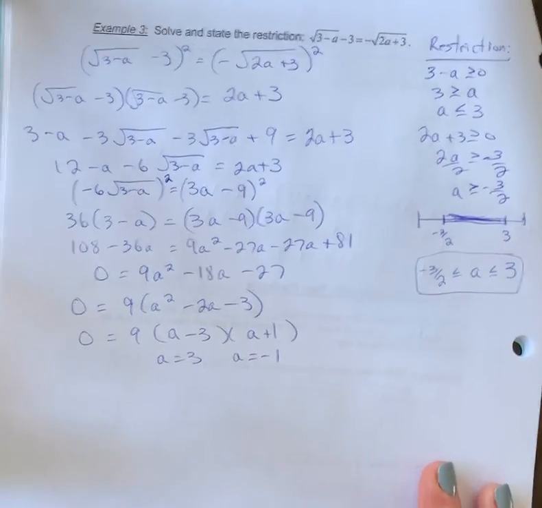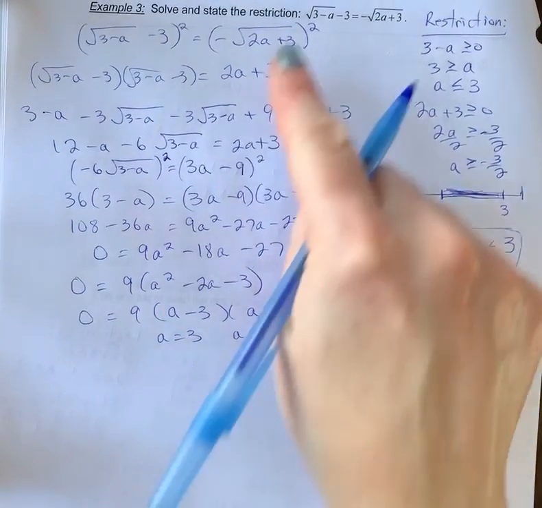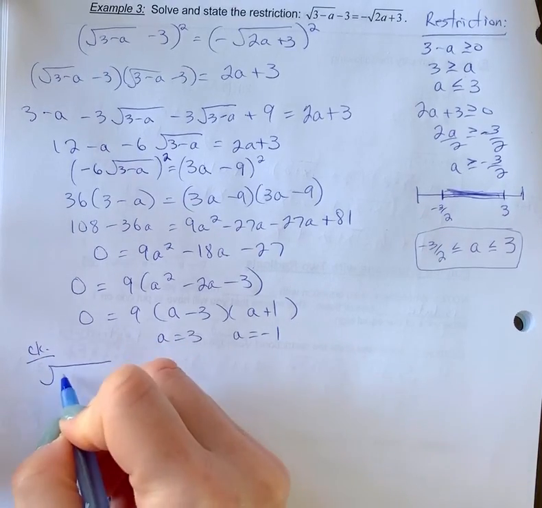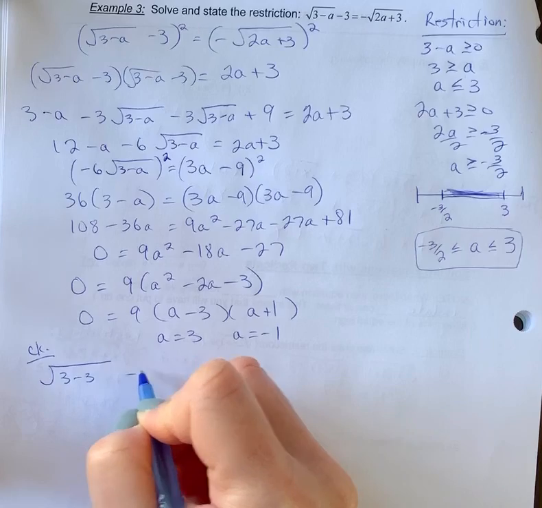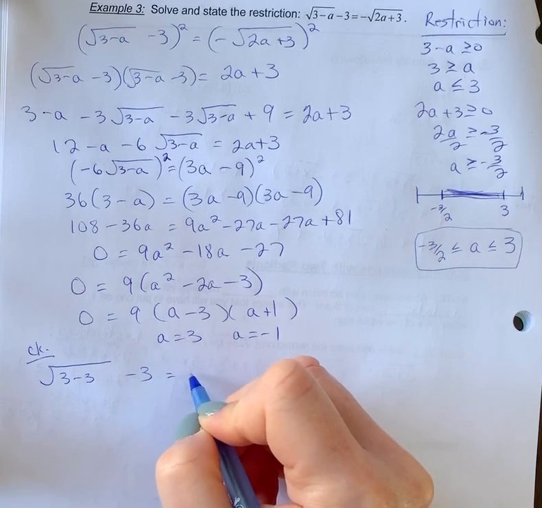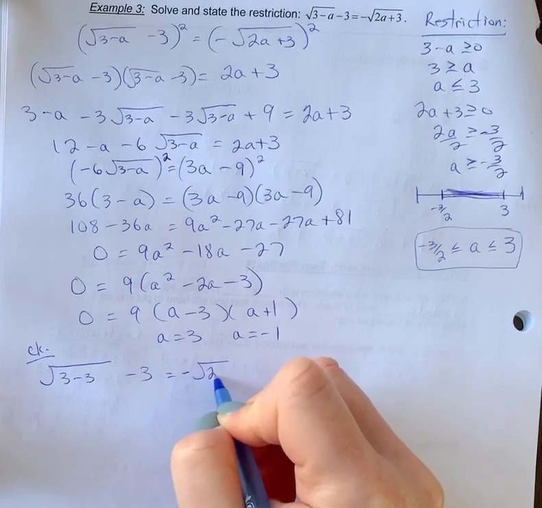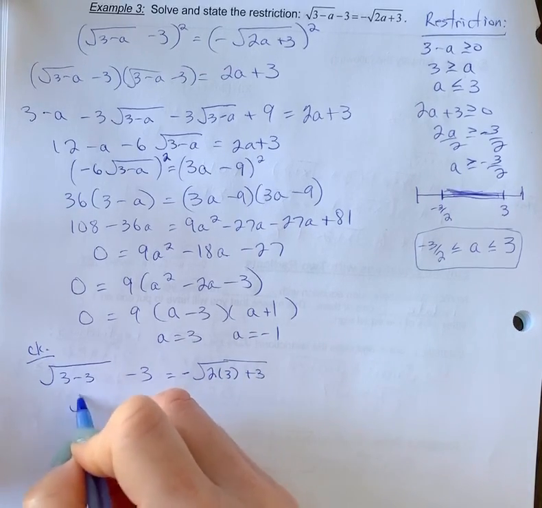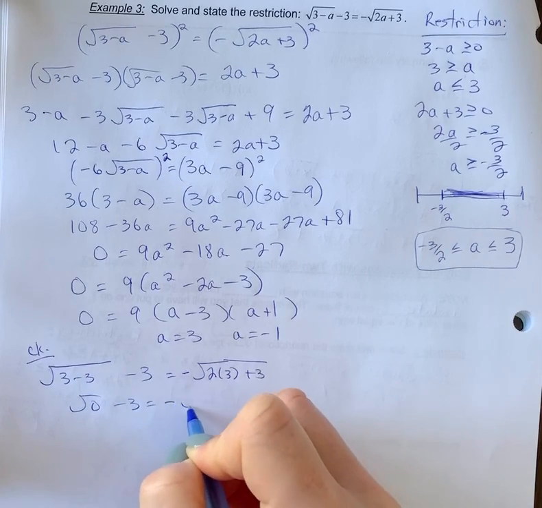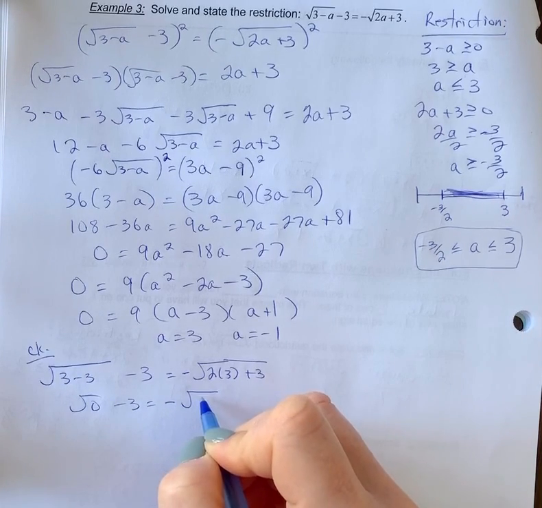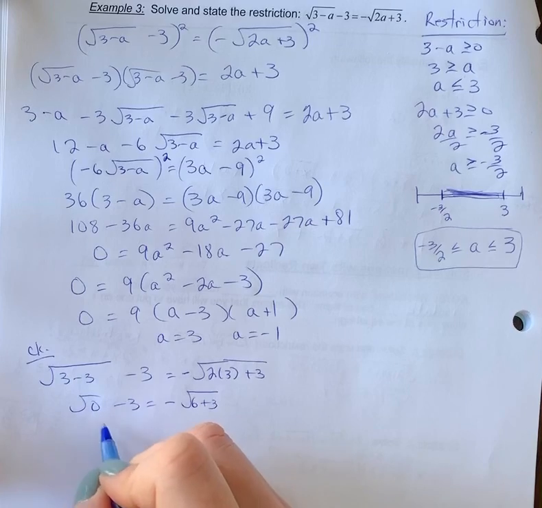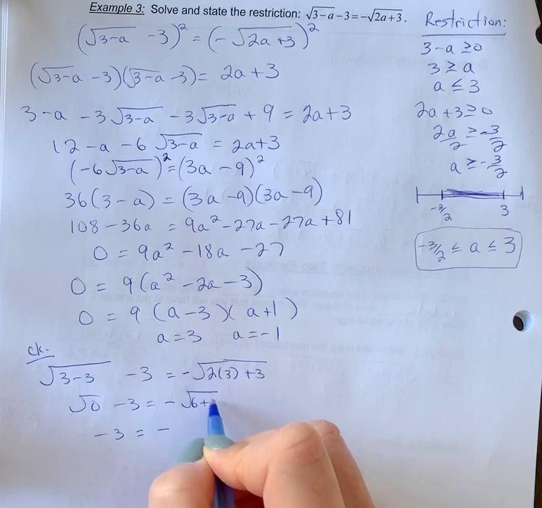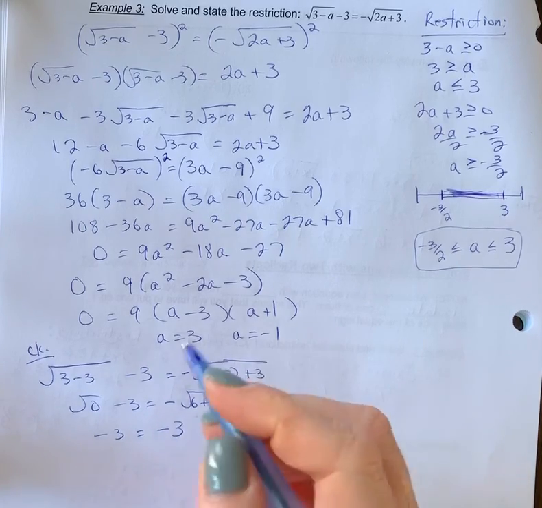Now we must check the solution. So we're going to check these into the question because you have to check for extraneous roots. So 3 minus 3 minus 3 is equal to -2 times 3 plus 3. So I get square root of 0 minus 3 equals -6 plus 3. So square root of 0, so I get -3 equals negative, so square root of 9 is 3. So this one works.